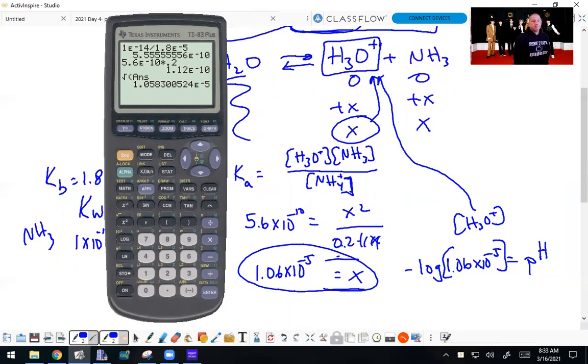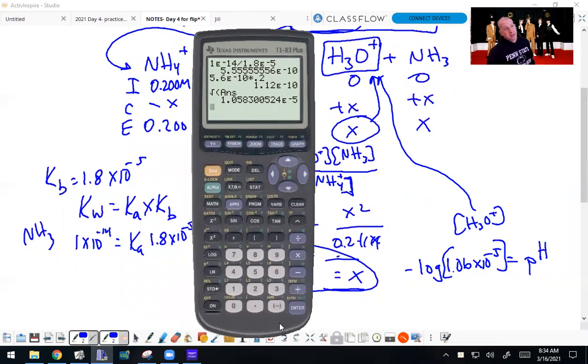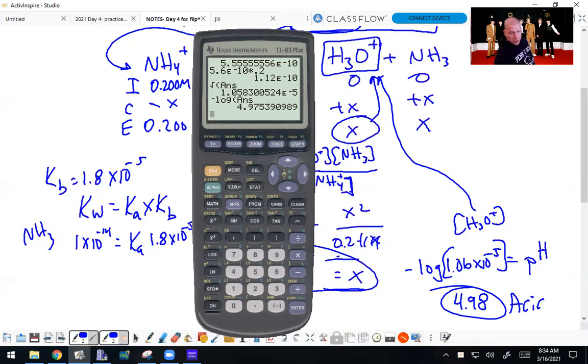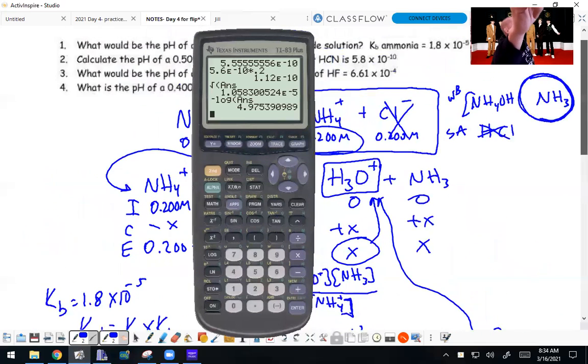H3O plus. So you can see it's going to be, again, if we're estimating, if it was 1 times 10 to the minus 5, the pH would be 5. So we know it's going to be a little less than 5. Negative log, and we get 4.98. pH is 4.98. Notice it's an acidic pH. And we would have predicted that based on the formula.